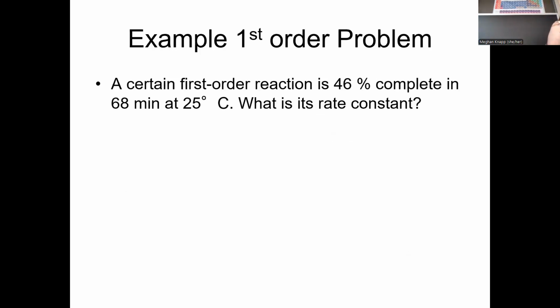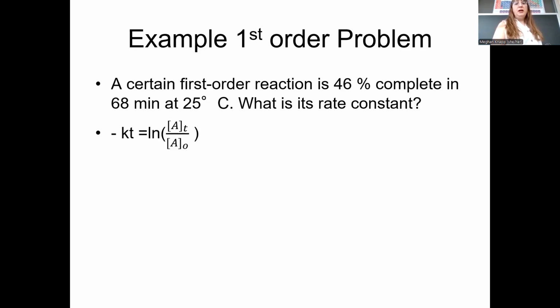Okay, so here's our example. And this should be on one of the papers that doesn't have a back to it. I forgot to double side that paper. Okay, a certain first order reaction is 46% complete in 68 minutes at 25 degrees Celsius. What is the rate constant? Often the temperature is not going to be part of our equations. So several of you were throwing the temperature into our colligative property calculations, and we didn't really need that for the pressure thing, right? That wasn't part of the calculation. So be careful about having extraneous information.